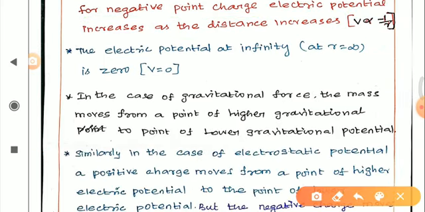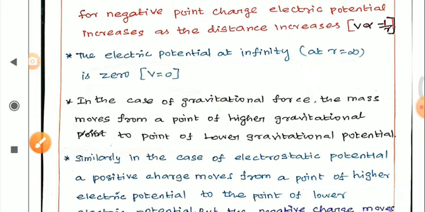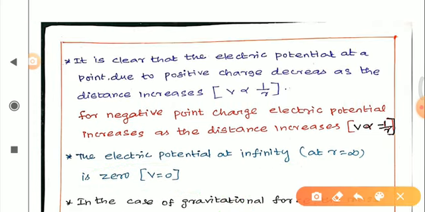The next point is that the electric potential at infinite distance, V, is always equal to 0. We have already discussed this in the previous topic also. So this is also an important 1 mark question, an important twisted 1 mark question.